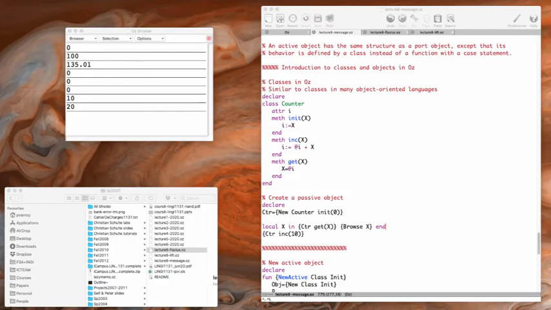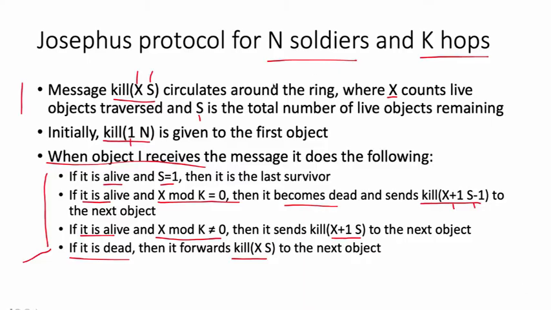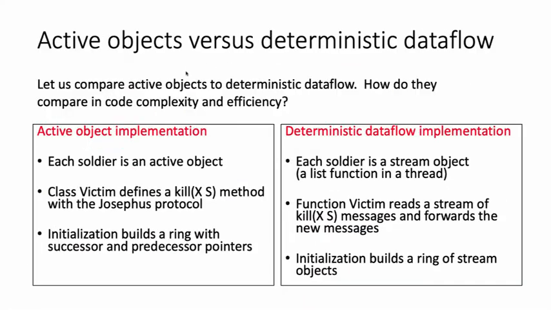Okay. So we're now going to implement this in both. You're going to see the code for both, and it's really interesting, and I'm going to ask you to compare. So how are we going to compare? The complexity of the code, how hard it is to write, also the efficiency when you execute the code. So is the deterministic data flow very efficient? Are active objects efficient? We're going to see.